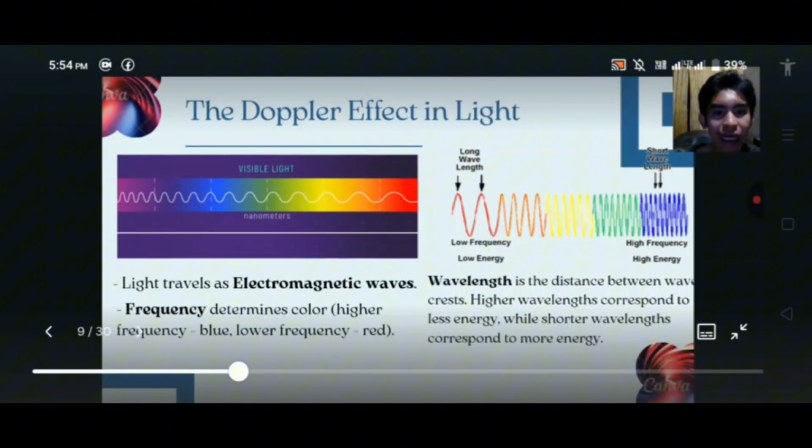Okay, the Doppler effect of light. Light travels as an electromagnetic wave. Frequency determines the color. Higher frequency is blue, lower frequency is red. Wavelength is the distance between wave crests. Higher wavelength corresponds to less energy, while shorter wavelength corresponds to more energy.